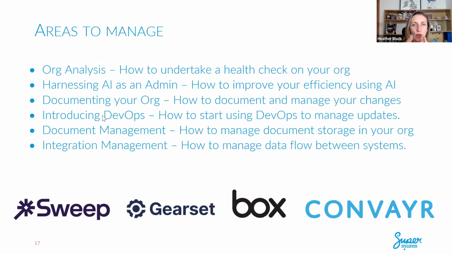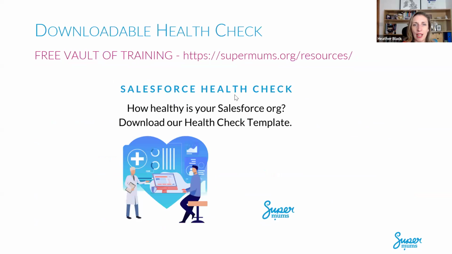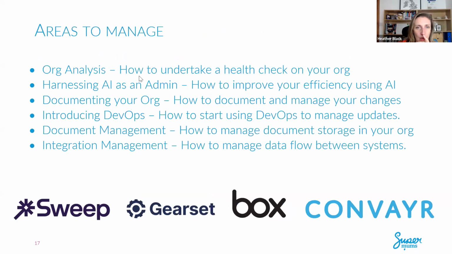In terms of ongoing management, for org analysis, I've talked about doing a health check. This is a template here. Again, it's under the resources tab on our Supermums website. You can download this health check template with all of those product stacks and the different things to go through. With the health check, you'll do that quarterly. You won't obviously have to do the full thing again, but you can do a check on it and go, right, where are we now? What is it we need?